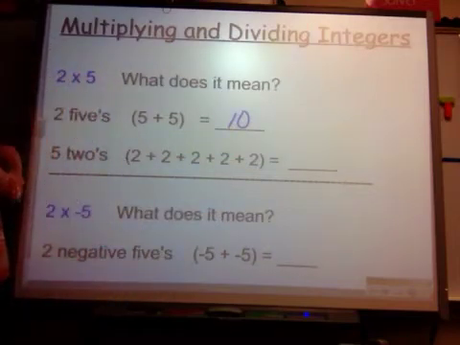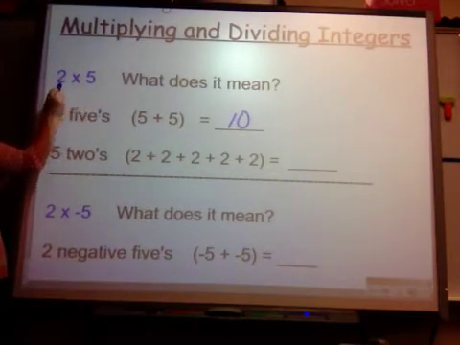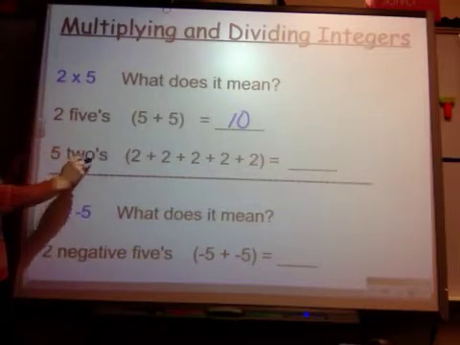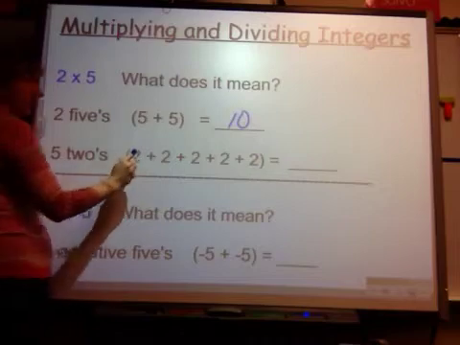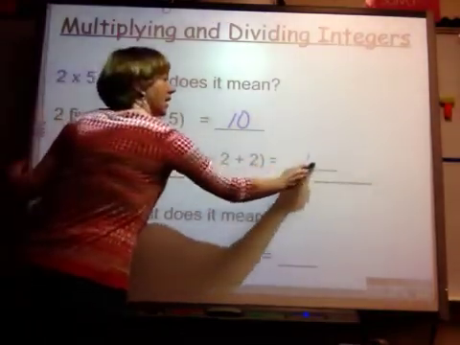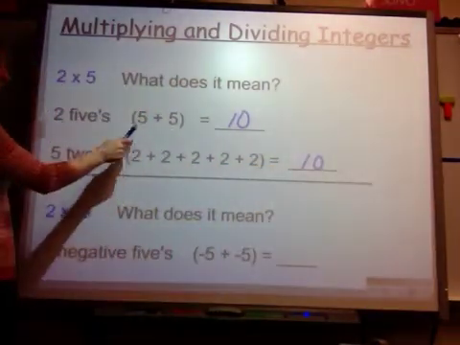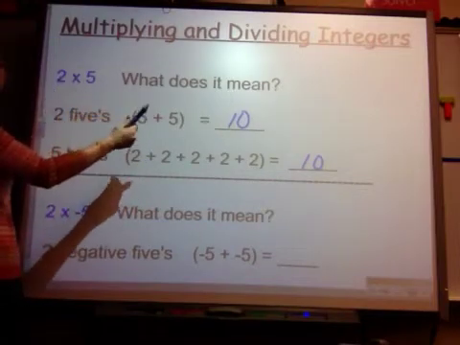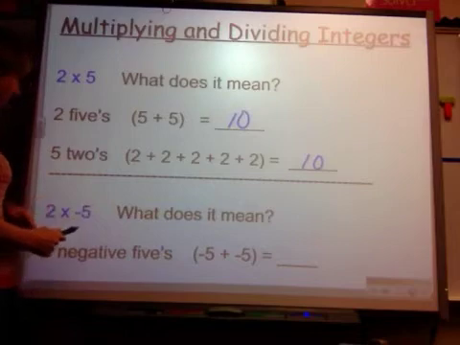Or I can look at it the reverse. I can say I have 5 2s. I have a 2 5 times. So 5 2s would be adding up 5 2s: 2, 4, 6, 8, 10. I still get 10. So this is the basic premise of why 5 times 2 is 10, or 2 times 5. Doesn't matter which way you multiply.